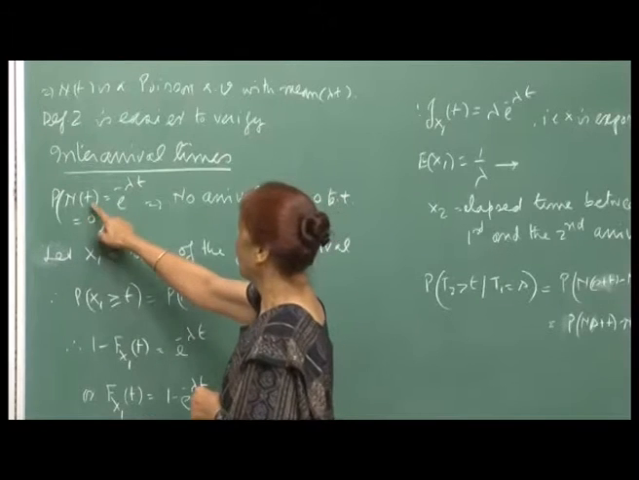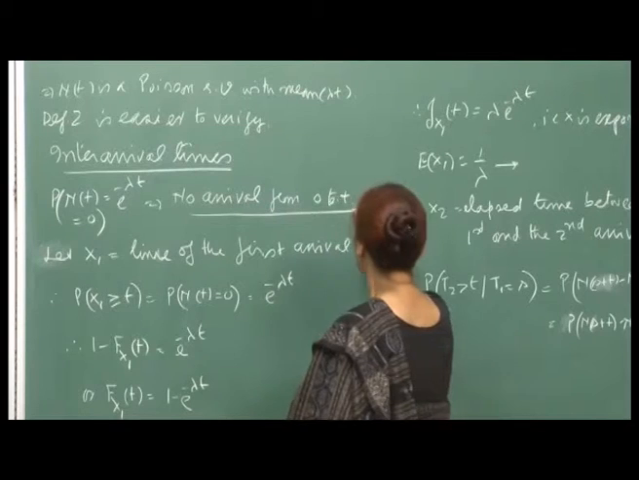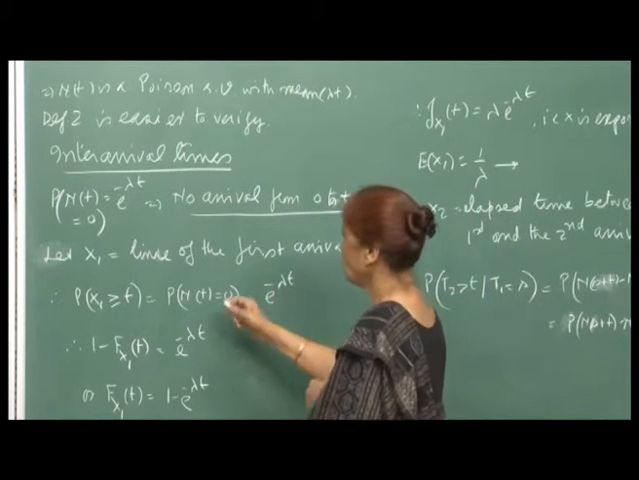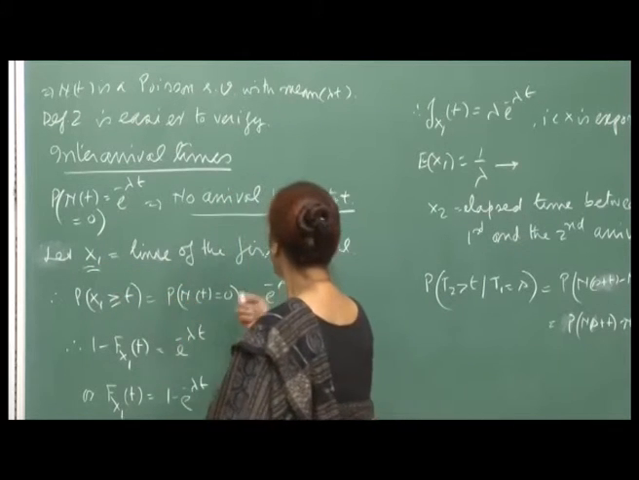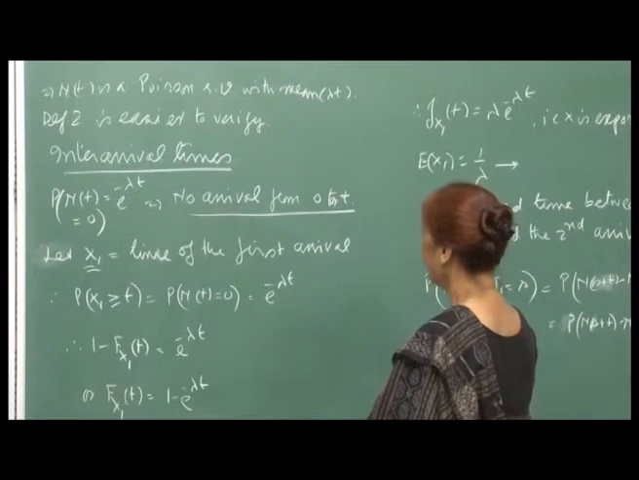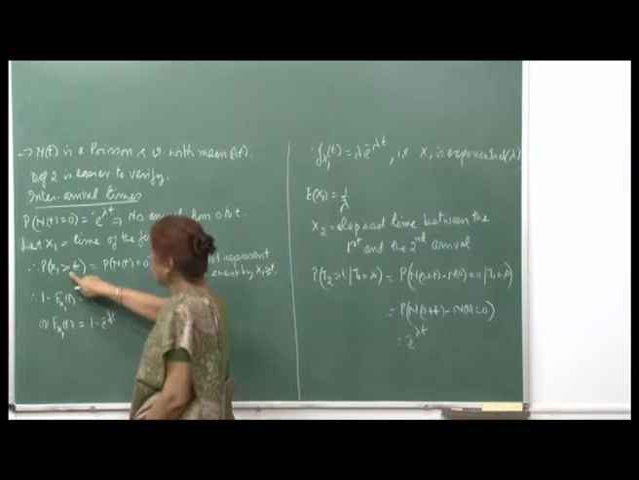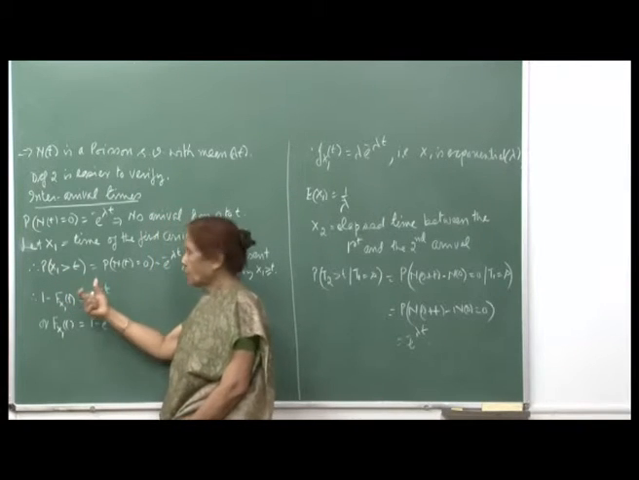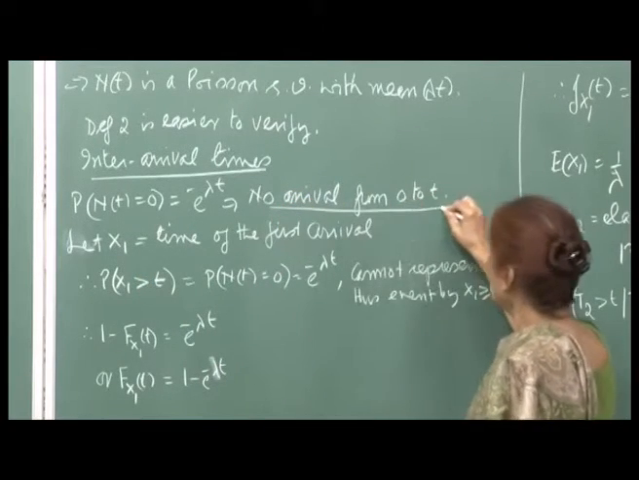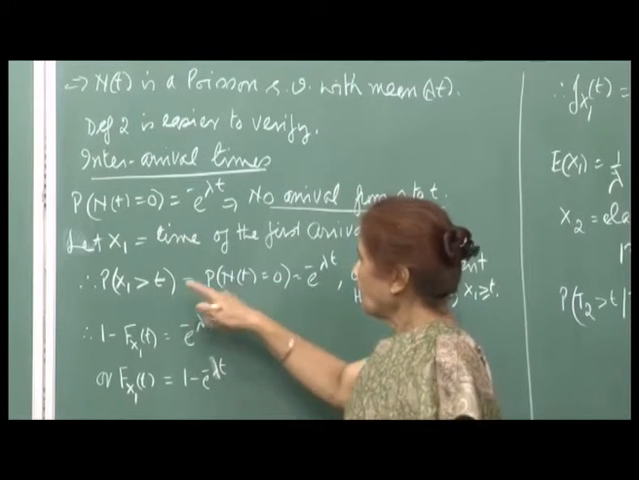We have seen that the probability N(t) equal to 0 is e raised to minus lambda t. So, no arrival from 0 to time t. And if you define X1 as the time of the first arrival, and then if I want to compute the probability that X1 is greater than t, that means that there has been no arrival in the interval 0 to t. So, no arrival from 0 to t is the event that N(t) is 0. So, the two events are the same.